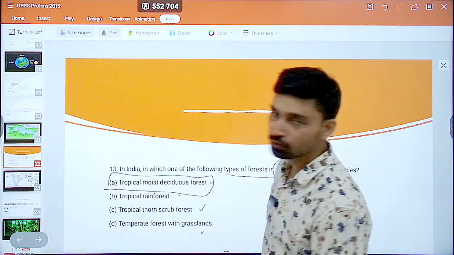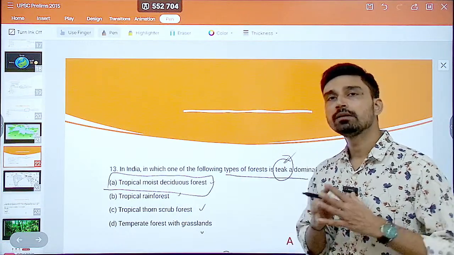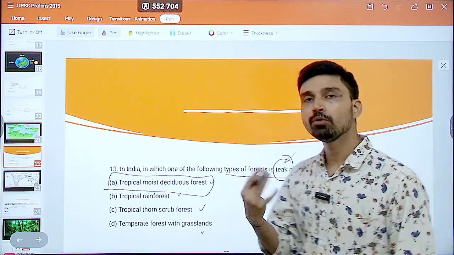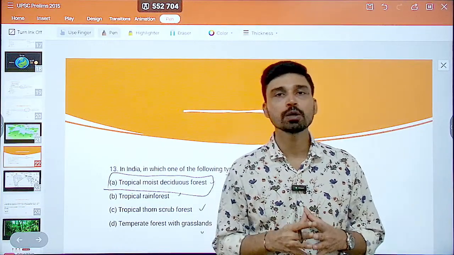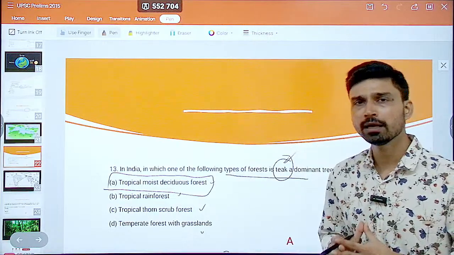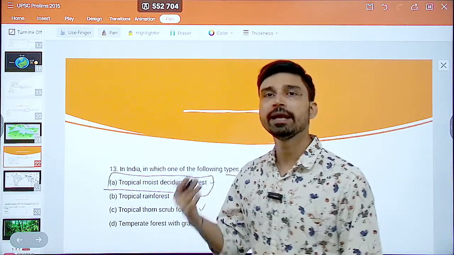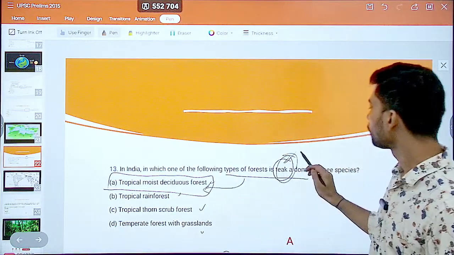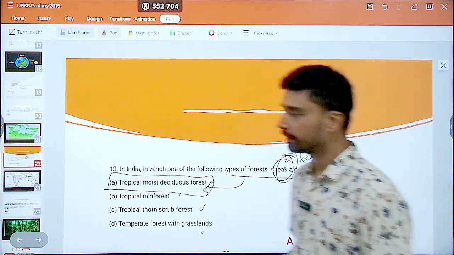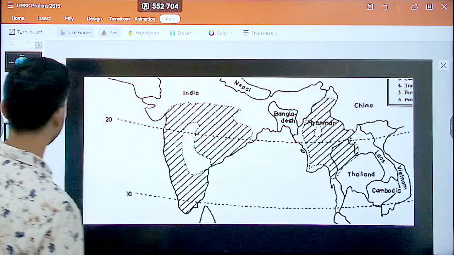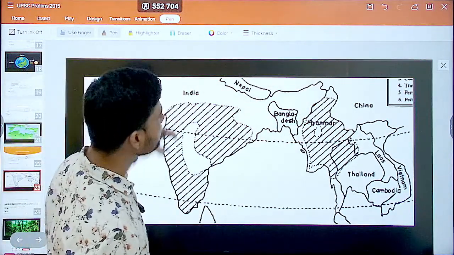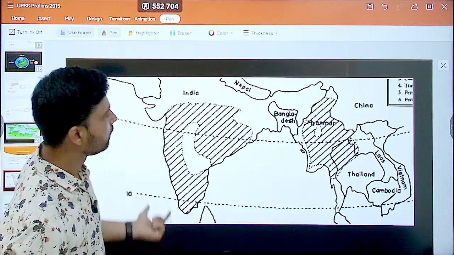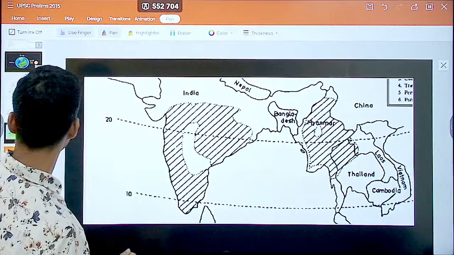tropical moist deciduous forest, which is also the second largest group of forest in India after tropical dry deciduous. And if you consider them both together, the tropical deciduous forest occupies the largest area of forest in India, somewhere about 77 to 78% of the forest area of India. So teak is part of tropical moist deciduous forest, apart from trees such as sal. If you look at the distribution, this is the distribution of the tropical deciduous vegetation zone that we were discussing, both in India as well as outside of India.